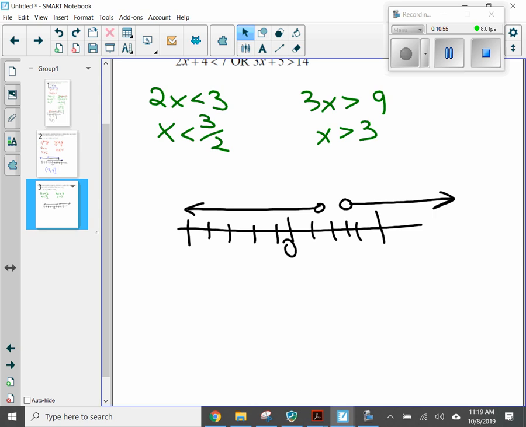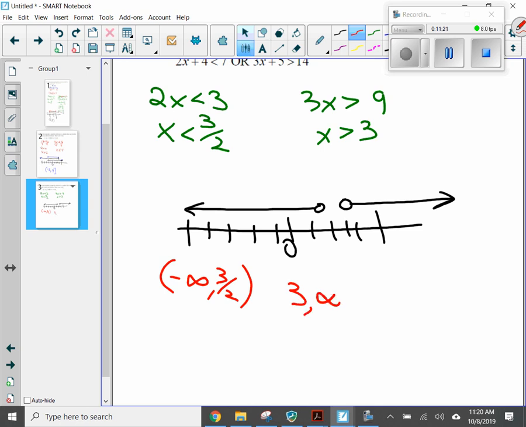All right. So, because it includes both of these, my interval notation is going to be this piece here, which starts at negative infinity and goes all the way to positive 3/2. And I also start at 3, and I go all the way to positive infinity, and both of those are joined by a union. So that's the interval notation for that. Are we okay with that? Yes, please.